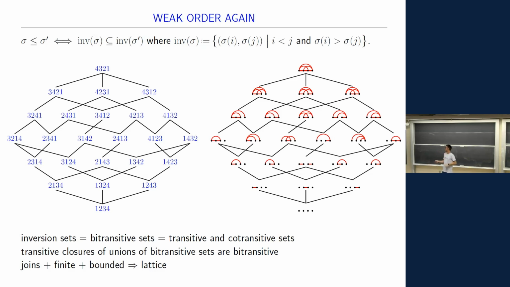Okay. And then you just observe that the inversion set of the join of two permutations is the transitive closure of the union of the inversion sets of the two permutations. So you understand the join directly on inversion sets, and then you know that you have join, your poset is finite, bounded, so you have a lattice. Okay, so that's probably one of the shortest proofs that the weak order on permutations is a lattice.